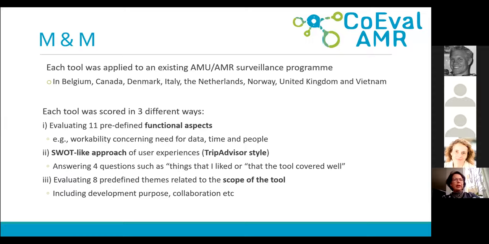And we developed a way of assessing the tool. We did it in 3 different ways for each tool. We evaluated 11 predefined functional aspects, such as workability concerning the need for data, for time, or for people. Then we also looked at a SWOT-like approach of the user's experience in a TripAdvisor style. And here we answered 4 questions, such as things that I liked or that the tool covered well. Next, we evaluated 8 predefined themes related to the scope of the tool, and that included development purpose, collaboration, etc.